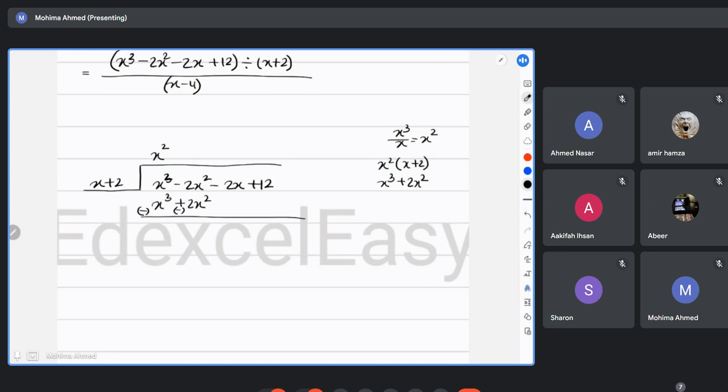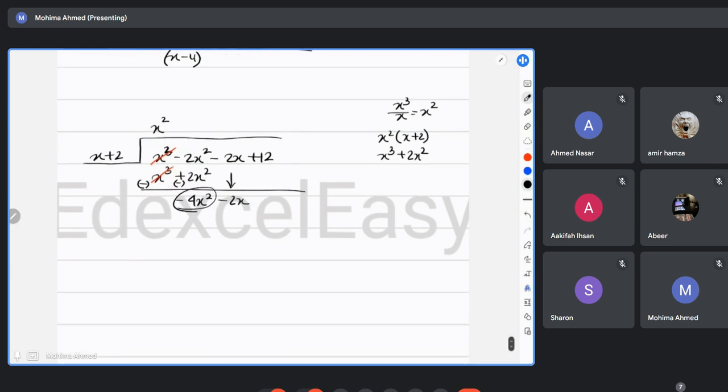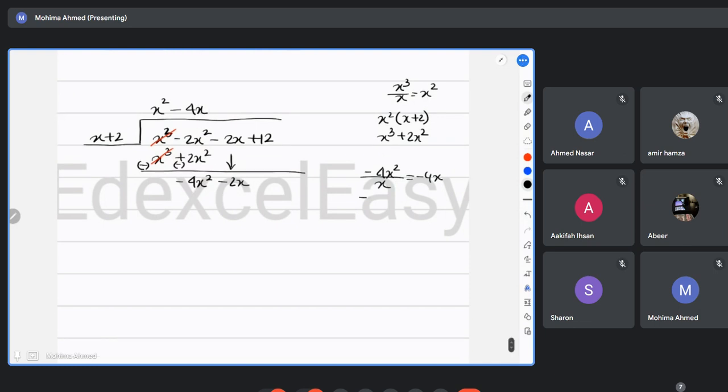This will be subtracted, and obviously I'm going to get x cubed cancelled out, and the negative 2x squared over here is going to get negative 2x squared. So negative 2x squared minus 2x squared ends you with negative 4x squared, and I'm going to bring down the negative 2x in this part. And then again, the first term I have is negative 4x squared divided by x. That gives you negative 4x in the quotient. Now negative 4x multiplied with x plus 2 gives you negative 4x squared, negative 8x. Right, negative 8x.